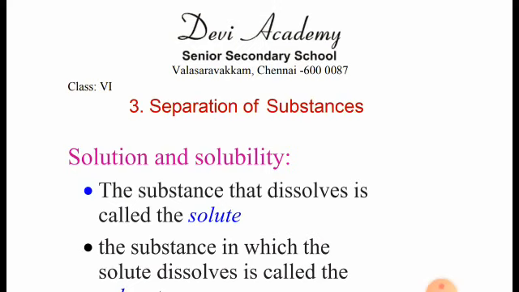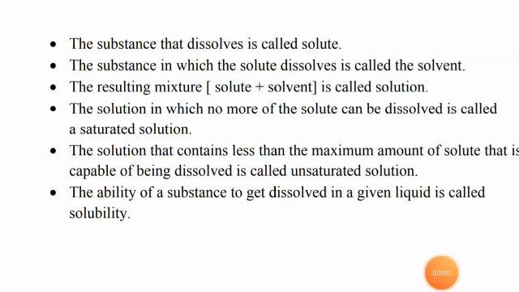So any substance that dissolves in a liquid, which is getting mixed up with that, is called a soluble substance. Which fails to dissolve is called an insoluble substance. Let's recall. The substance that dissolves is called solute. The substance in which the solute dissolves is called the solvent. The resulting mixture, that is solute plus solvent, is called solution.